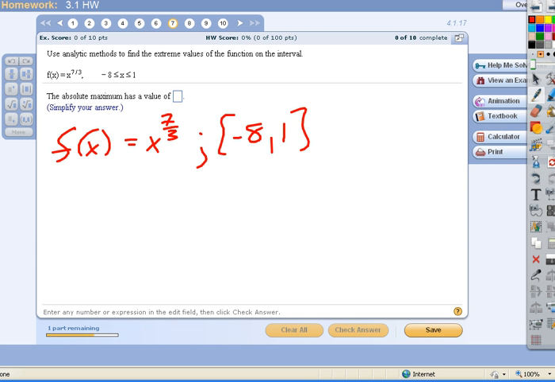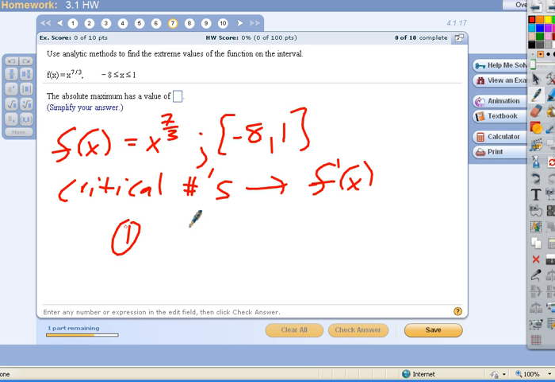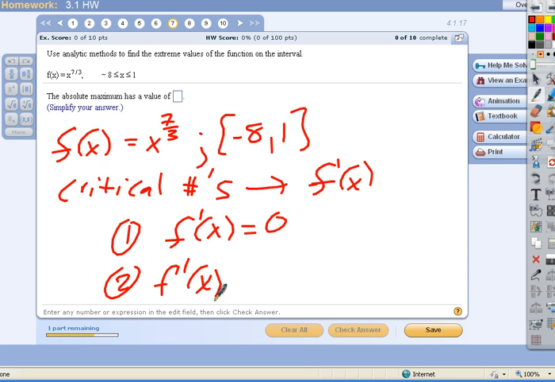So then when we want to find the critical numbers, that's a first derivative issue. We've got to calculate f prime of x, and either one of two things is going to happen. We're going to find the places where f prime of x equals 0, or where f prime of x is undefined. Right?